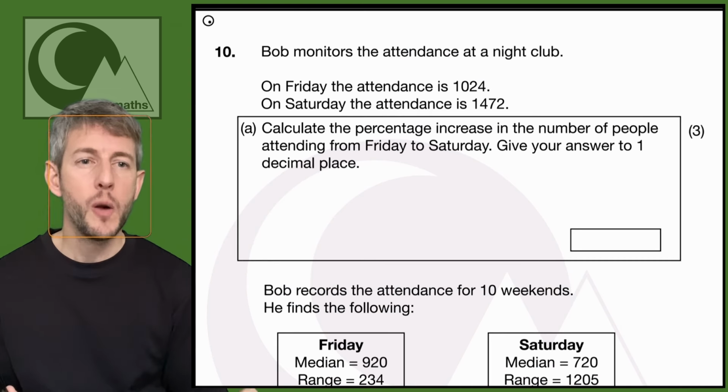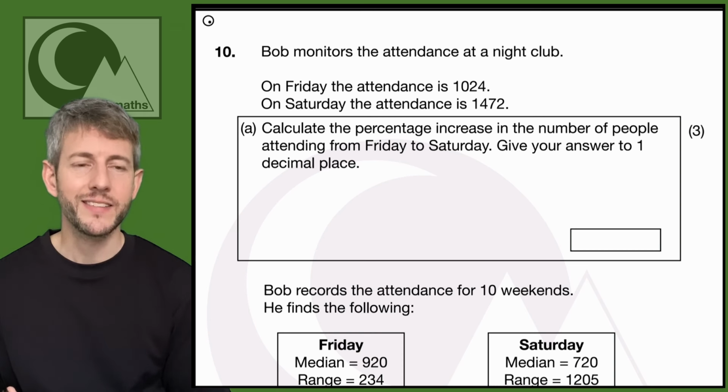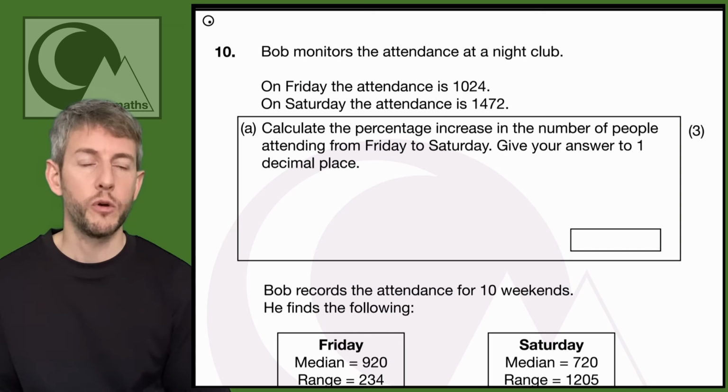Question 10 says, Bob monitors the attendance at a nightclub. On Friday, the attendance is 1,024. On Saturday, the attendance is 1,472. Calculate the percentage increase in the number of people attending from Friday to Saturday. Give your answer to one decimal place.